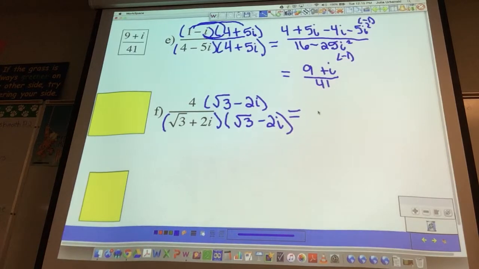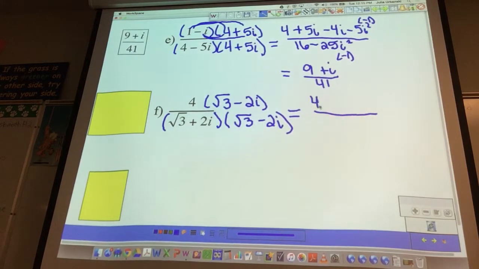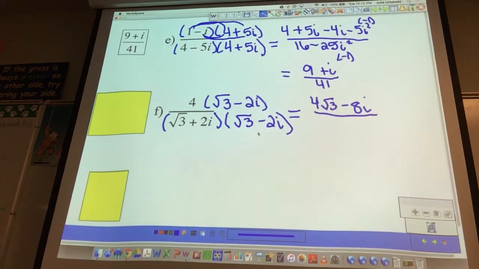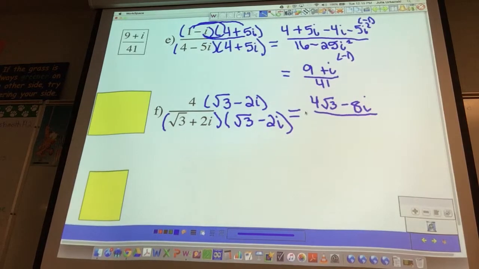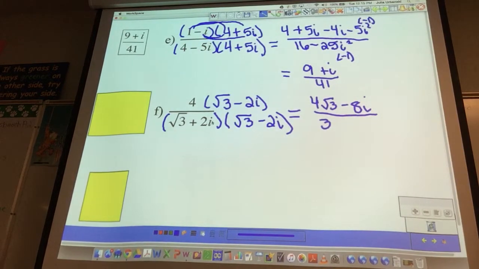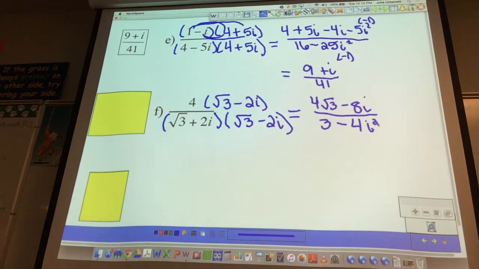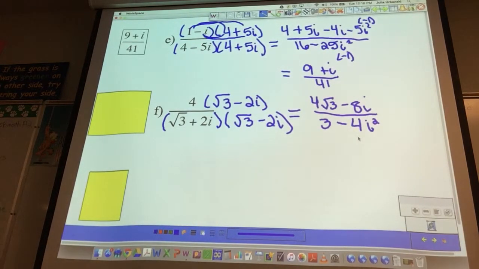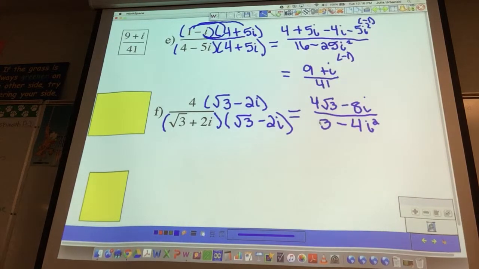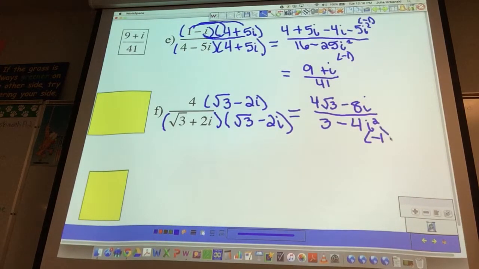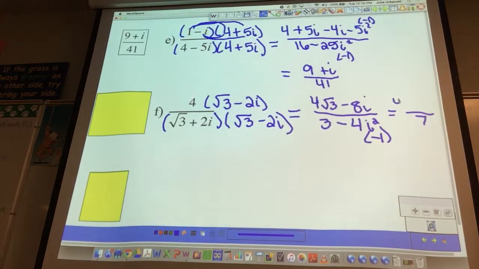Let me go over the last one. Alright, on the top, 4 radical 3 minus 8i. Questions with that? On the bottom, what's radical 3 times radical 3? 3, good, not 9. And then 2i and 2i make minus 4i squared. It's 3 plus 4. This is negative 1 right there. So on the bottom it's 7. On the top it's 4 radical 3 minus 8i.